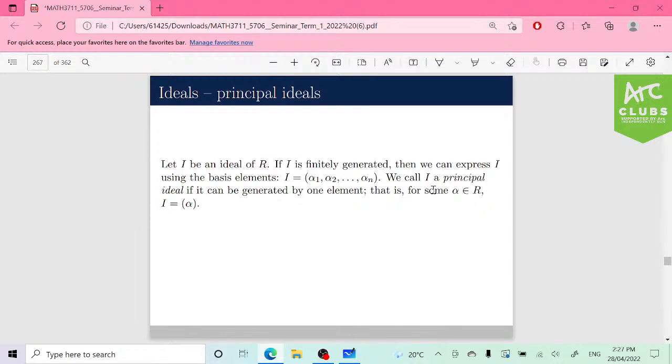We call I a principal ideal if it can be generated by one element. So for example, if we looked at the ring of integers, we can look at, say, 2, which generates something like 2, 4, 6, 8. So it's going to be the set of elements which are precisely the even numbers.